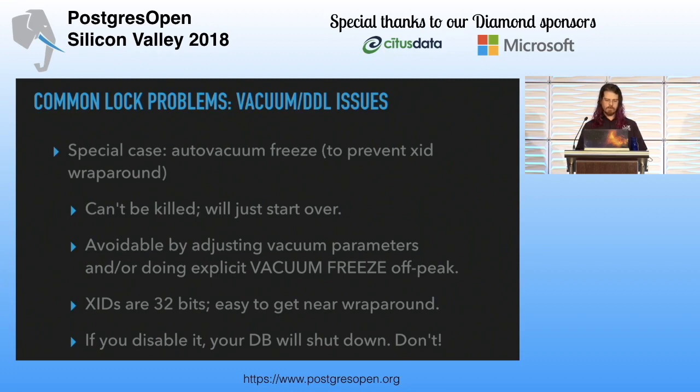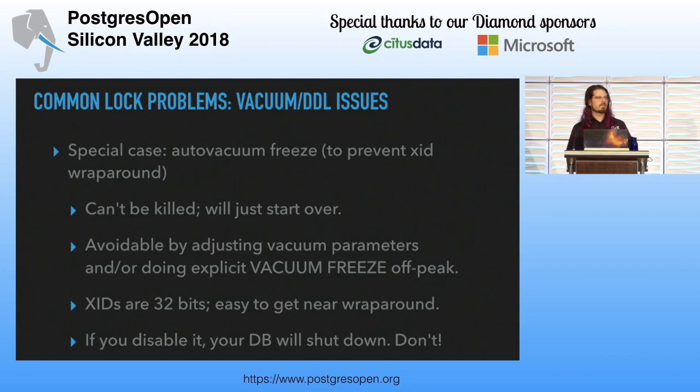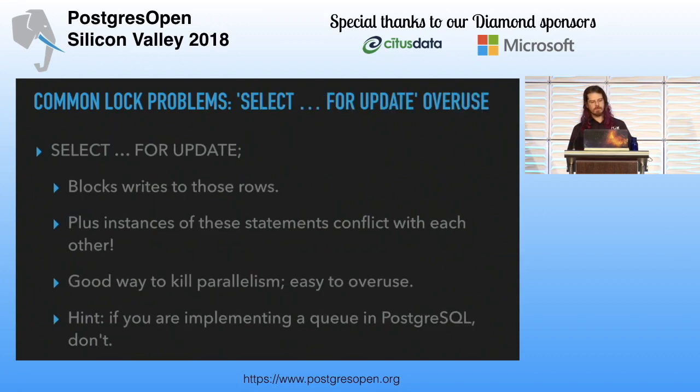The problem with an auto vacuum freeze, significantly, is that you can't kill it. These other processes you can terminate, maybe quickly run your DDL, and then let auto vacuum happen again. You can't do that with auto vacuum freeze. It'll just immediately come back because it's so important to your database functioning properly. So again, in that situation, the solution is usually vacuum tuning.